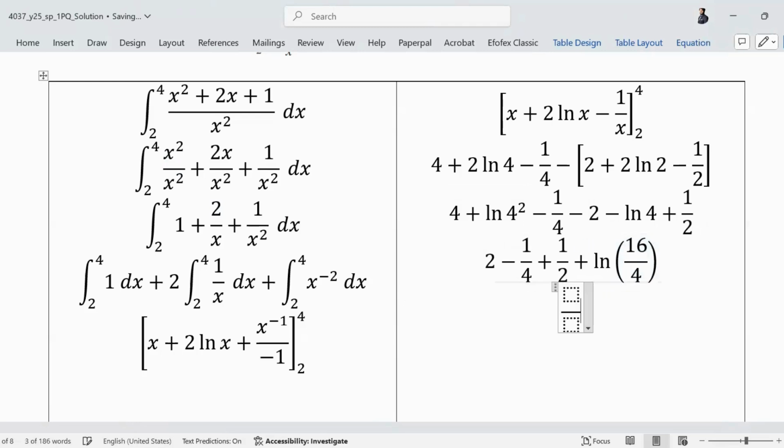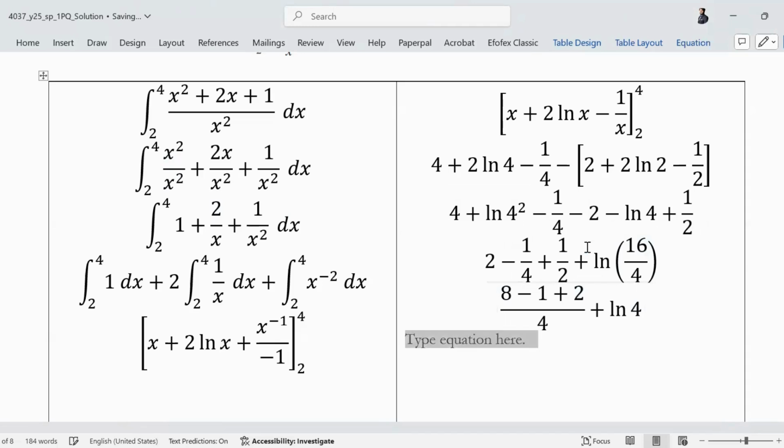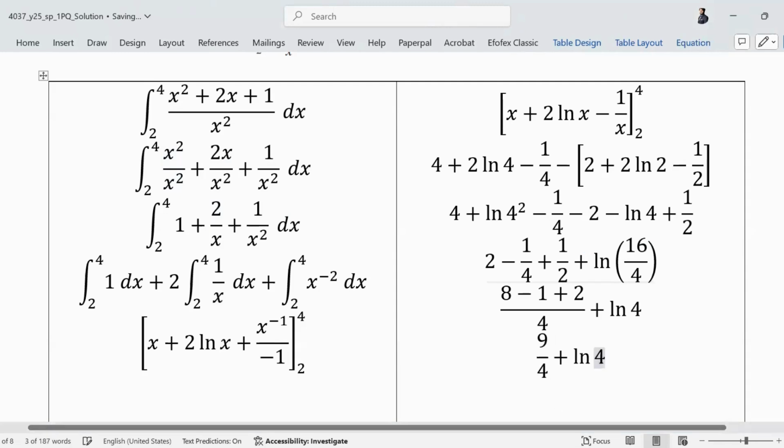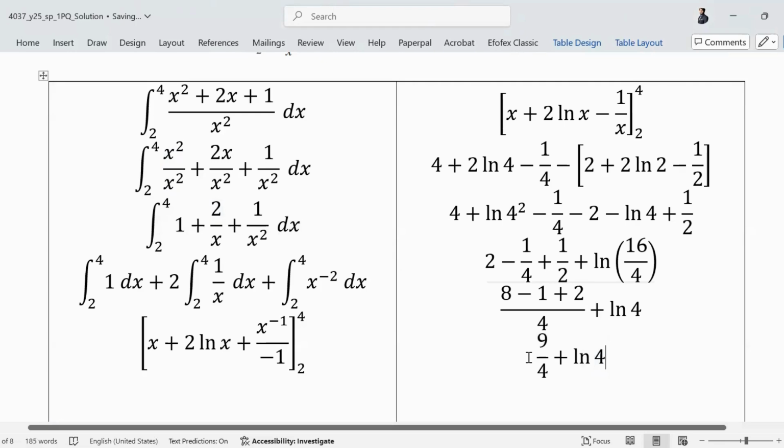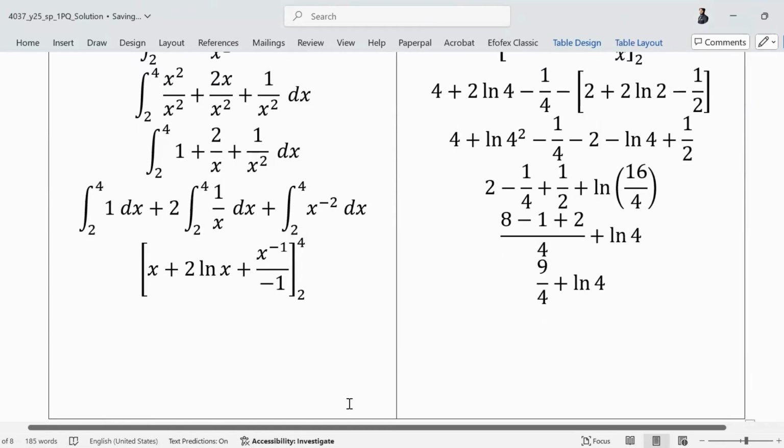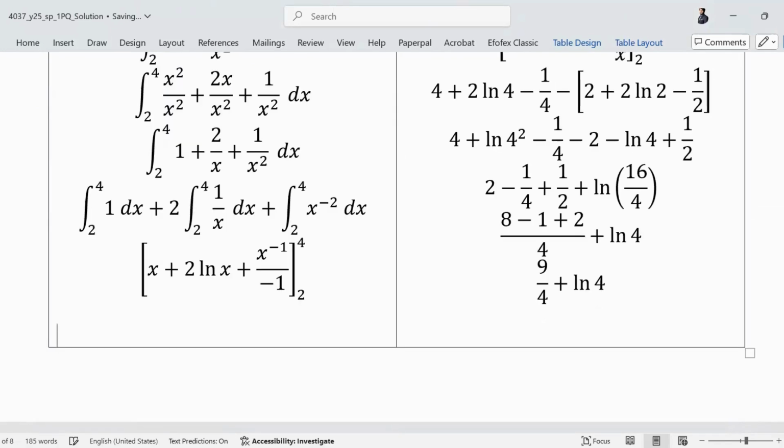So I'll just take 4 as the LCM. 4 twos are 8 minus 1 plus 2 plus ln of 4. So 8 plus 2, 10 minus 1, 9 upon 4 plus ln 4 is what we should end up with. This is the exact value. You cannot simplify it further. This is what you should end up with. I hope this is clear up till now.